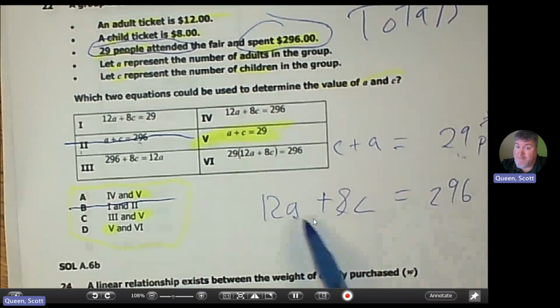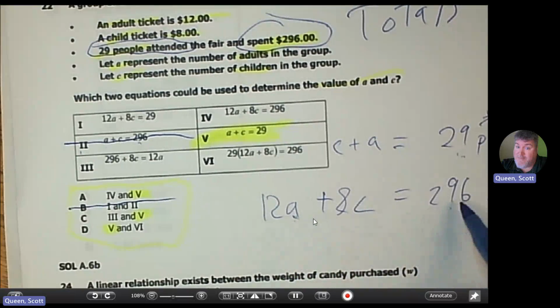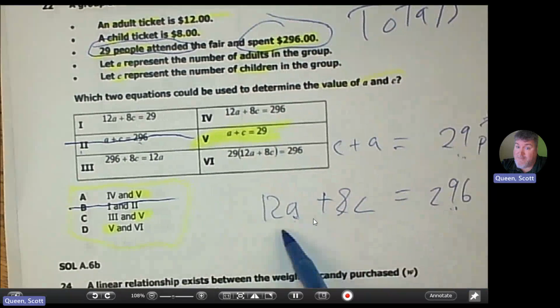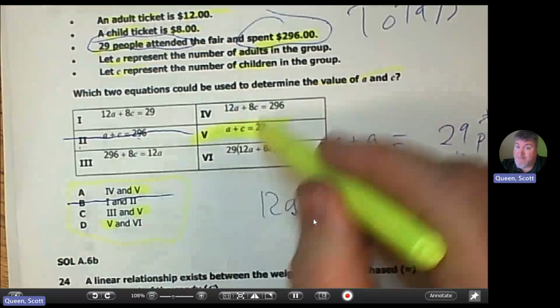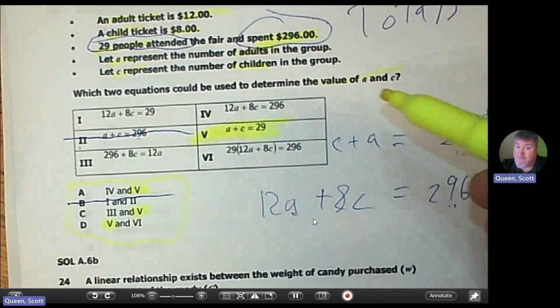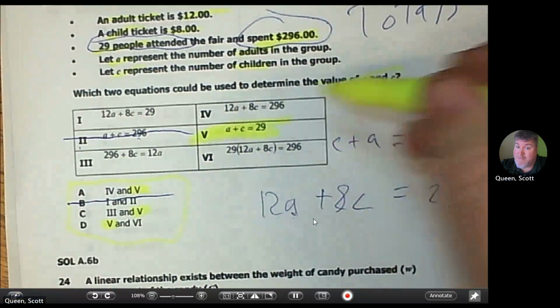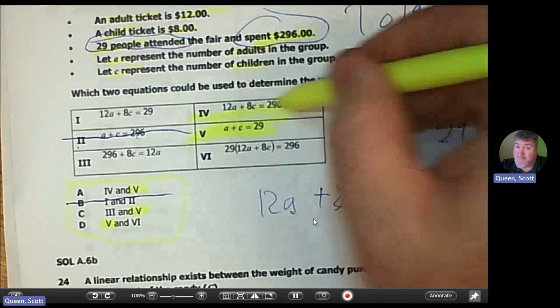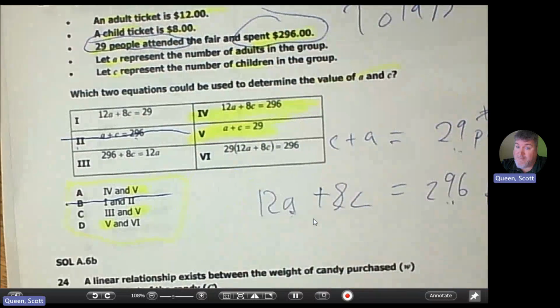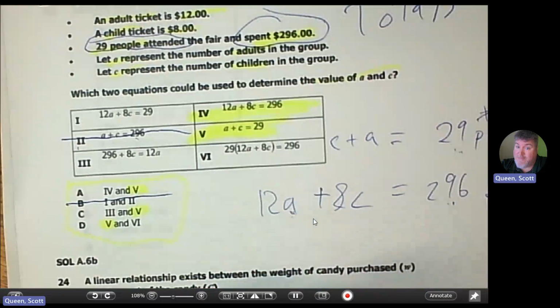$8 per child. So 12 per adult plus 8 per child should add up to this, because that's how much they spent. Now, looking for this, do we see 12A plus 8C equals 296 up here in these boxes? Yes. Where is it? 12A and 8C, is it this one? IB, what number is that, by the way, for Roman numerals? 4.